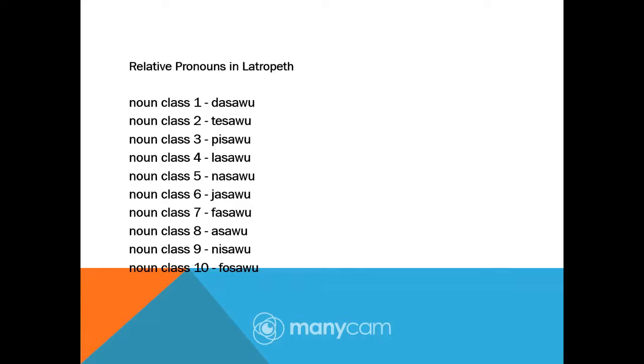These are the 10 relative pronouns of Latropeth. So for noun class 1, we have dasawu, noun class 2, chiesawu, and then we have pisawu, lasawu, nasawu, yasawu, fasawu, asawu, nisawu, fosawu. If you want a refresher on noun classes, then have a look at the language tutorial number 2.